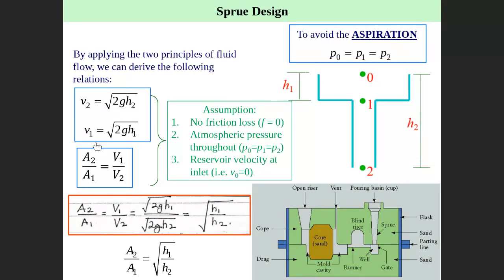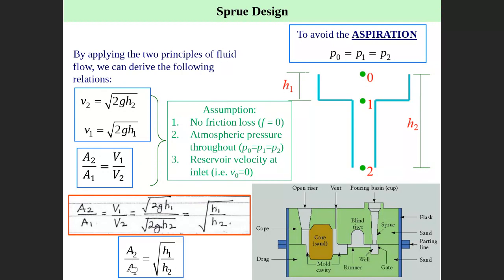So we have this one. V1 and V2 we can apply in this equation. Then A2 divided by A1 equals V1 divided by V2, equals square root of 2gh1 over square root of 2gh2. Then g is constant, so you get square root of h1 divided by h2. Then you get this equation. So this is another equation obtained from mixing both the Bernoulli equation and the mass continuity equation.